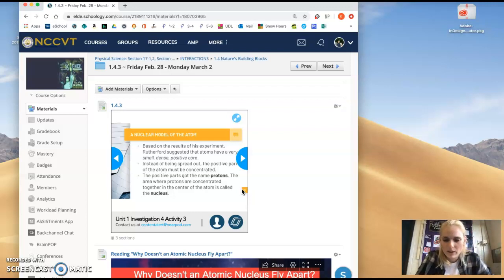If only 1 out of 10,000 actually hit that nucleus, what does that tell you about the size of that nucleus? We know that the positive is concentrated in a small area because the simulation taught us that. But exactly how small is it if only 1 out of 10,000 alpha particles actually hits it? So think about that for number 8.